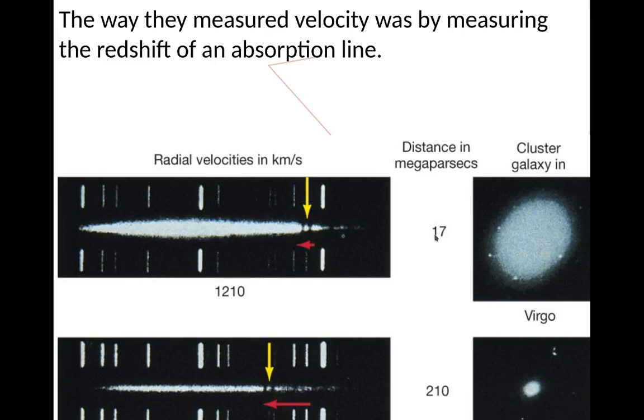You can also measure the distance to the galaxy using Cepheid variables, and you determine this one is 17 megaparsecs away. Right. On the other hand, this is a bigger shift. This is for something much further away, 210 megaparsecs.